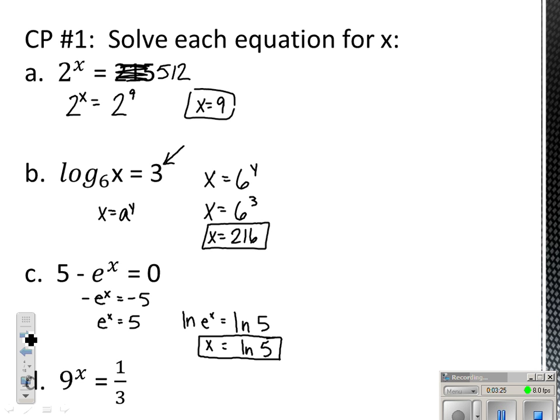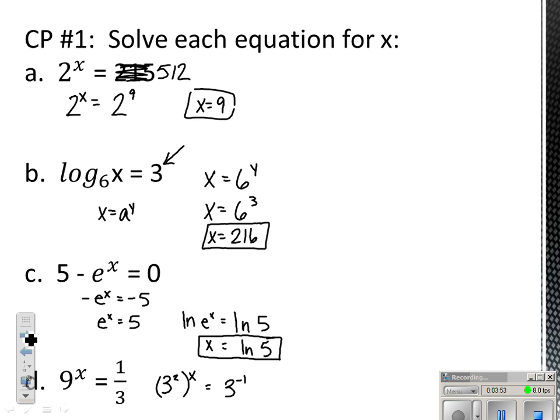Letter D, 9 to the x power is equal to 1/3. Now when I look at this one, I can see that a one-to-one is probably going to work here because I can rewrite a 9 as a power of 3, and I can also write 1/3 as a power of 3. So that's what I did first. 9 is 3 squared raised to the x power, and 1/3 is 3 to the negative 1.